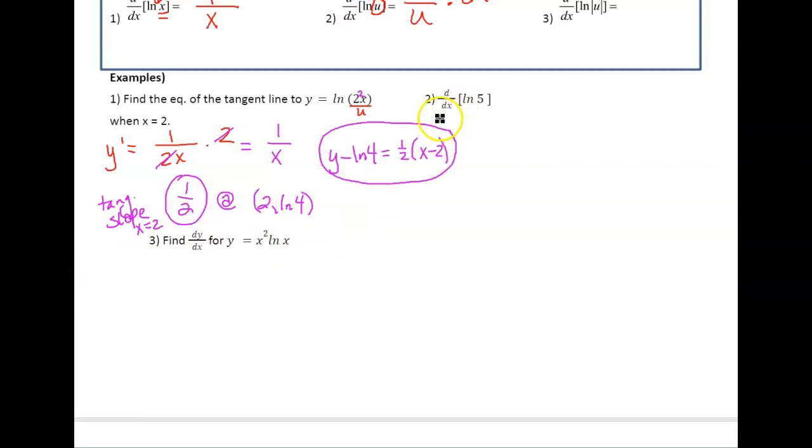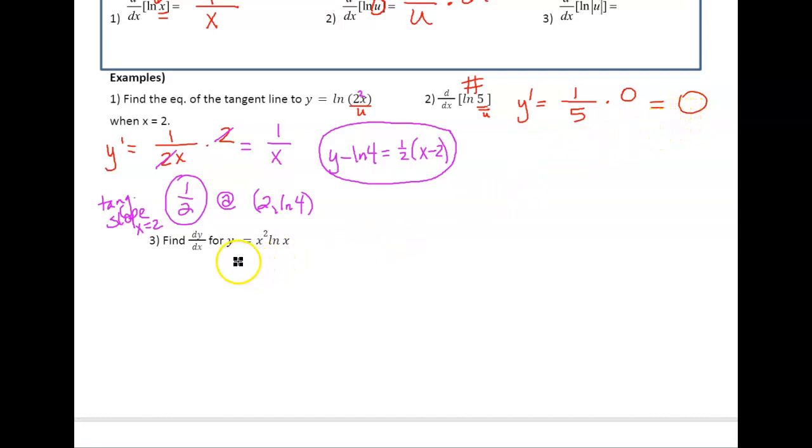All right, let's look at number 2. I'm going to do this problem the way most students will. So 5 is our u. So our derivative is 1 over 5, and then the derivative of 5 is just a number, so it's 0. Which really simplifies to say, oh, our derivative is 0? That's kind of weird. But let's look at what we actually had. Natural log of 5 is just a number, and we learned the derivative of any number is 0. So that's why it should make sense.